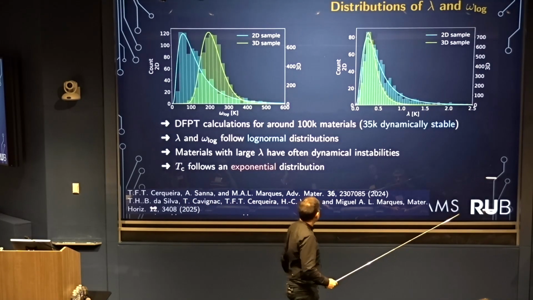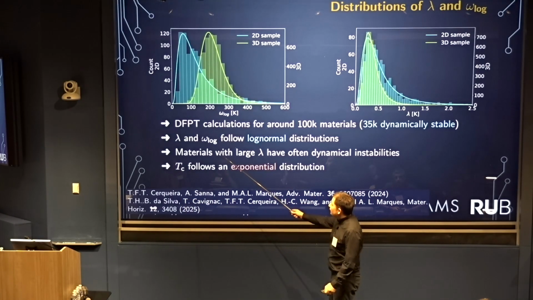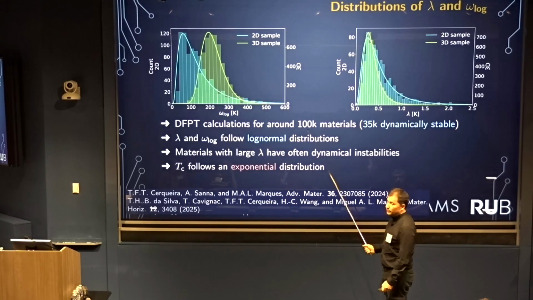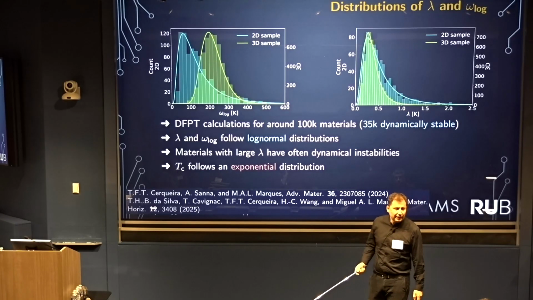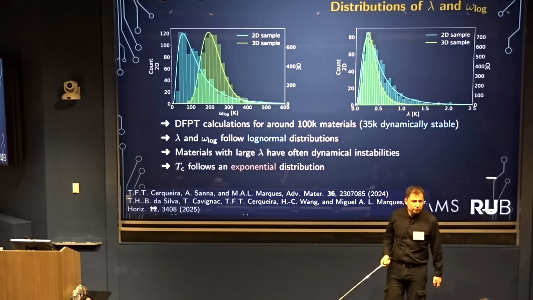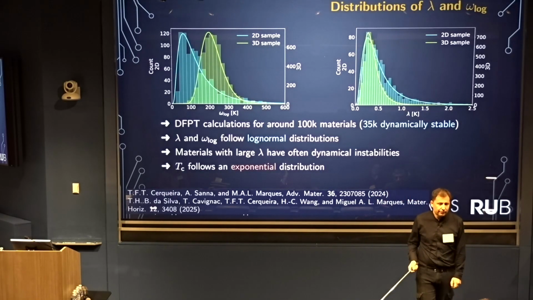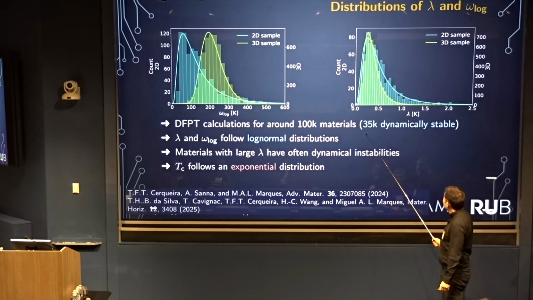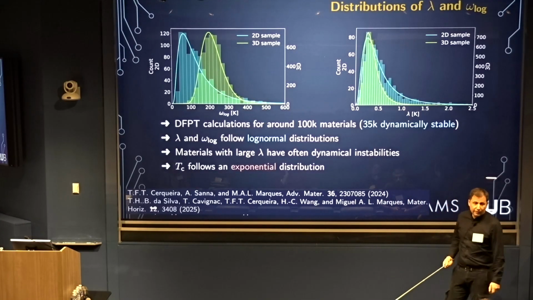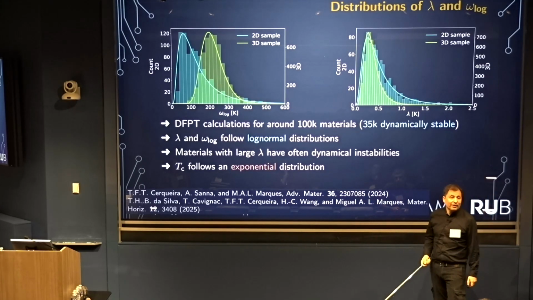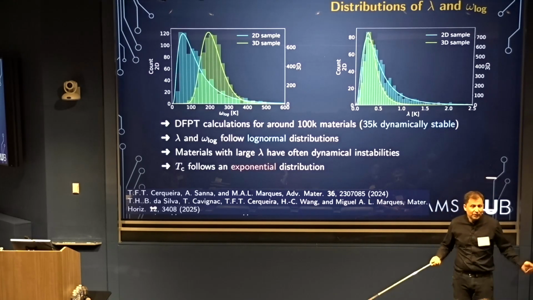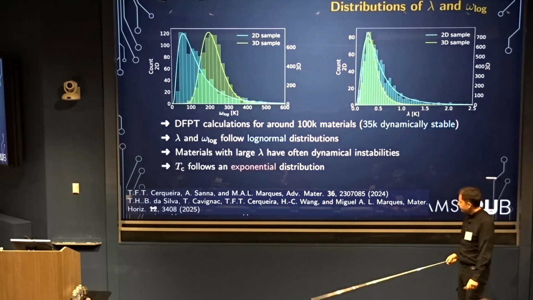So what did we do? We did the density functional perturbation theory calculations for around 100,000 compounds. We're talking, I don't know, around 100 million hours of CPU or so. You can check how much that costs if you want. Of which around 35,000 are dynamically unstable. So most compounds we have are dynamically unstable, which is maybe not surprising also.